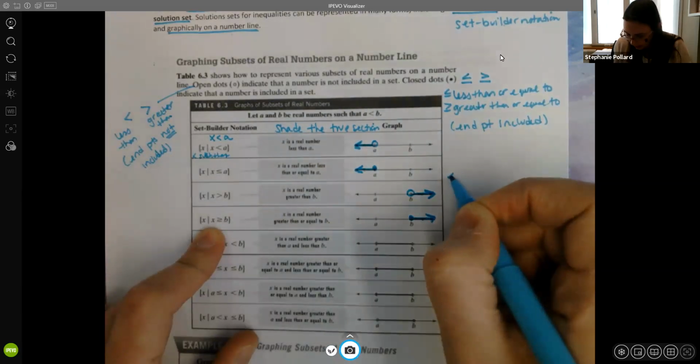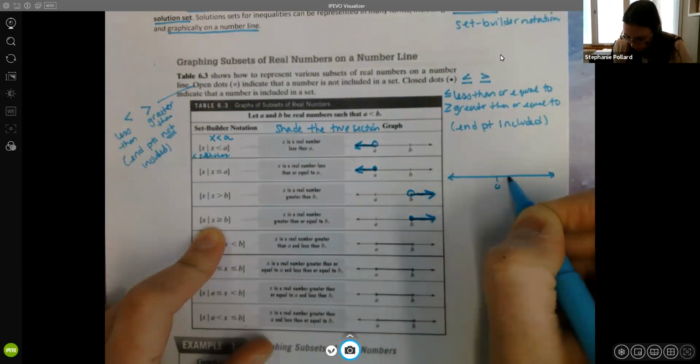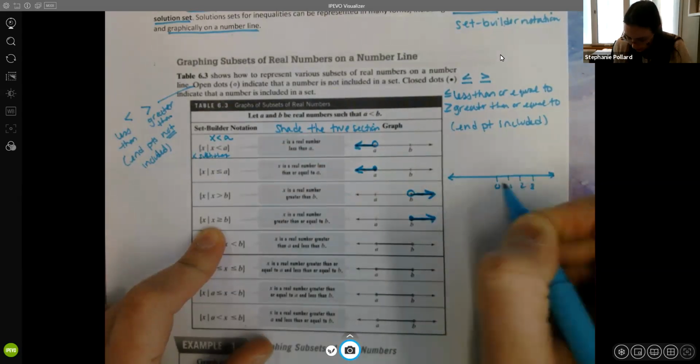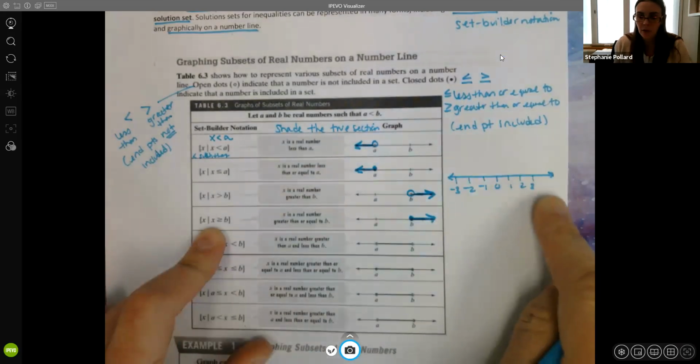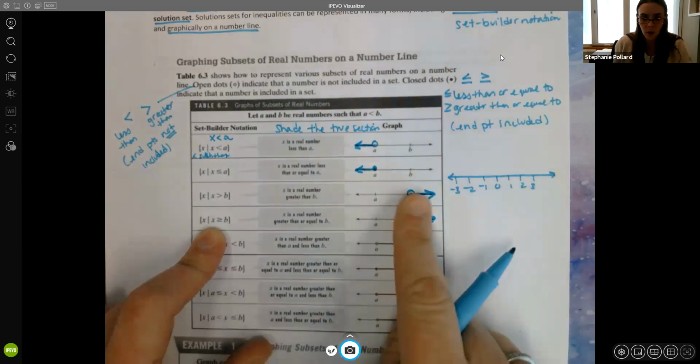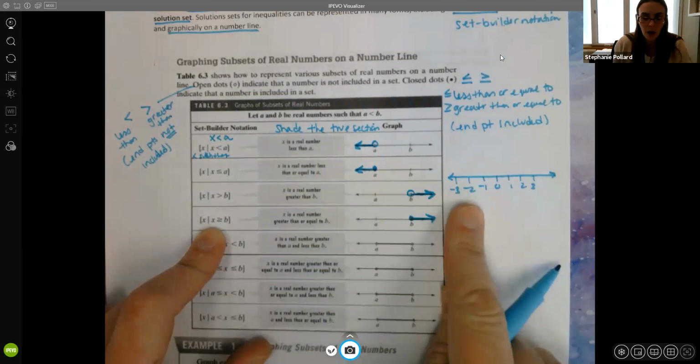Remember, on your number line, you have your positives going up to the right, and then you have your negatives going down to the left, right? So your bigger numbers are on the right, smaller numbers are on the left. So when we're going bigger, we're shading to the right, smaller, we're shading to the left.